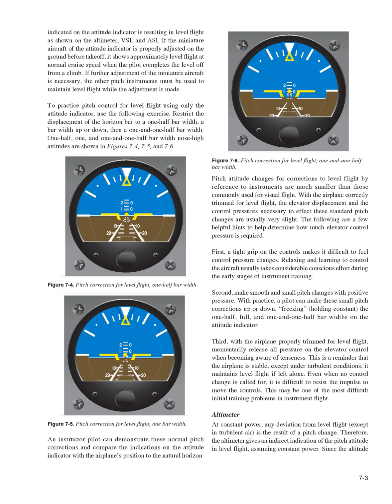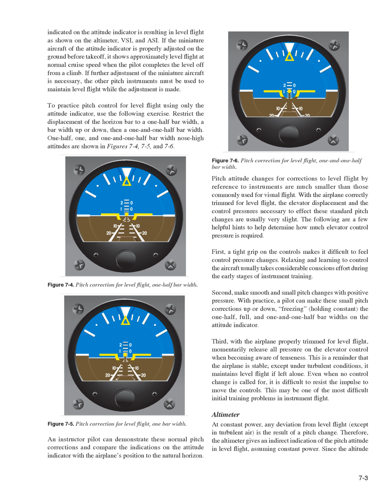To practice pitch control for level flight using only the attitude indicator, use the following exercise. Restrict the displacement of the horizon bar to a 1/2 bar width, a bar width up or down, then a 1 1/2 bar width. 1/2, 1, and 1 1/2 bar width nose high attitudes are shown in Figures 7-4, 7-5, and 7-6. An instructor pilot can demonstrate these normal pitch corrections and compare the indications on the attitude indicator with the airplane's position to the natural horizon.